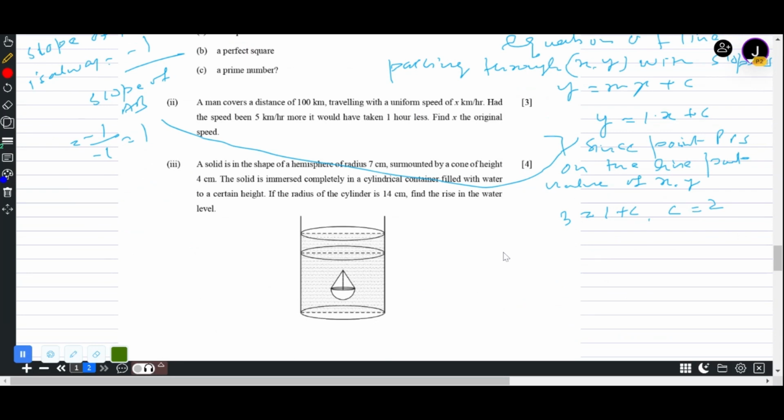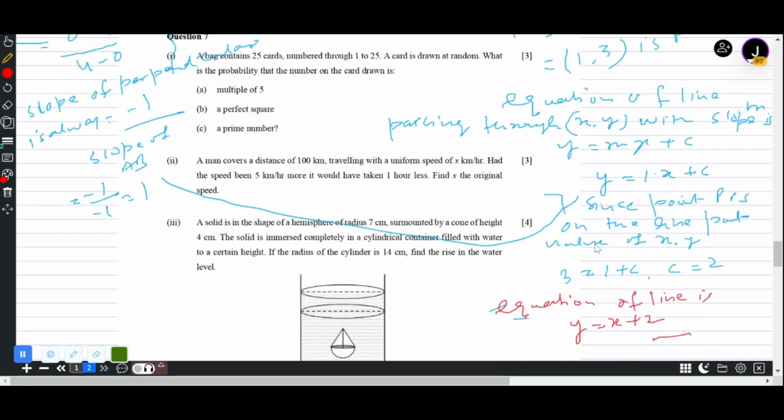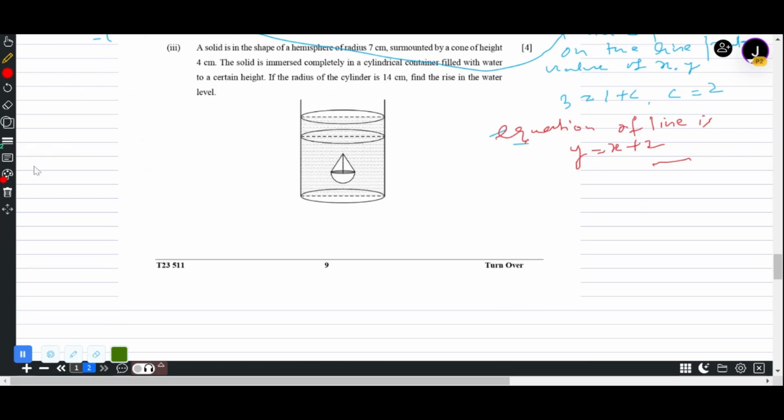Okay. And the first question is multiple of 5. Which are the multiples of 5 from 1 to 25? 1 is not a multiple, 2 is not a multiple. So the first multiple is 5. The second one is 10. You know the table of 5, just write that table and see up to 25 which all come. 5 comes in the table of 5, 10, 15, 20, and 25 also comes. So there are 5 favorable events here. The total set of events is 25. So what is the probability? Probability is the number of favorable events divided by the total number of events, that is 5 by 25, which is equal to 1 by 5.